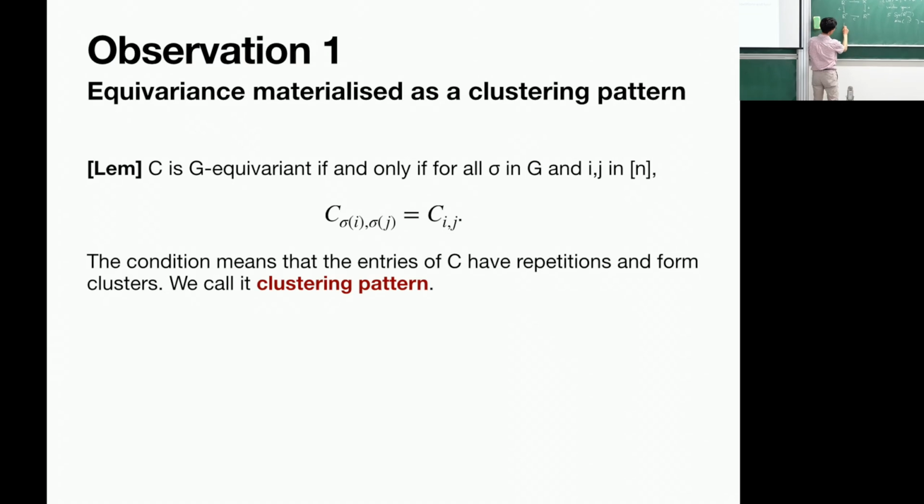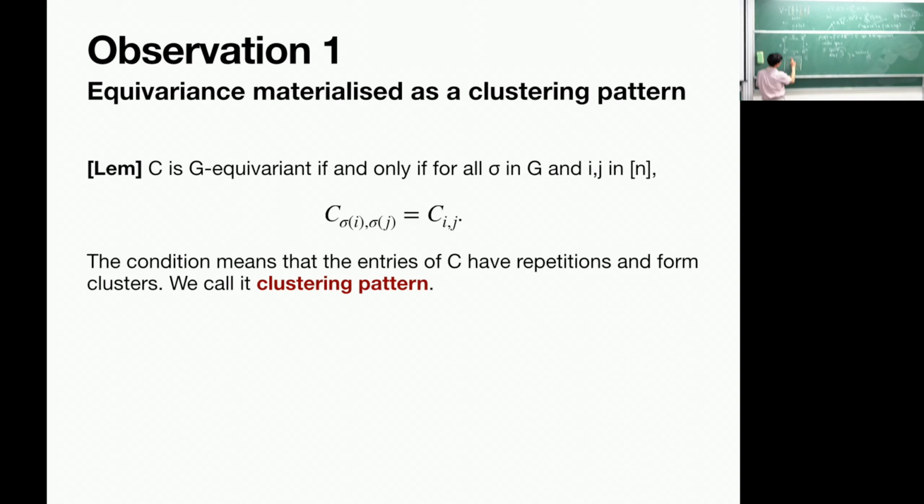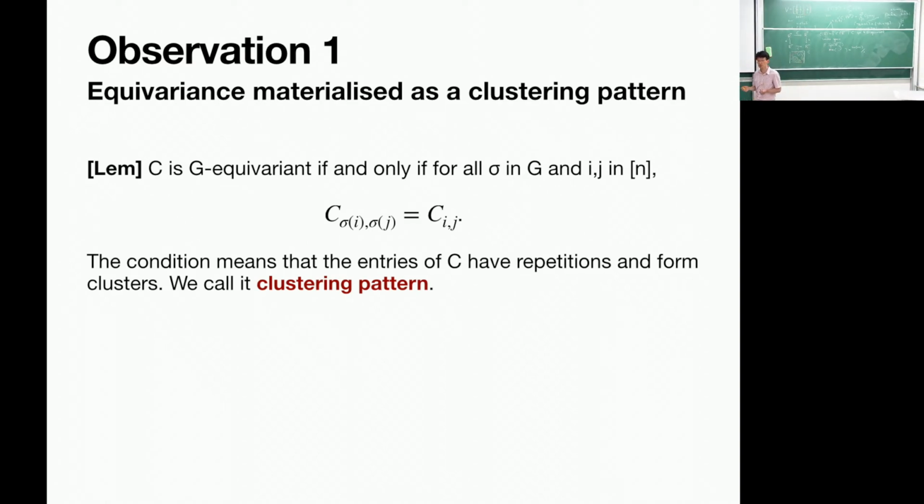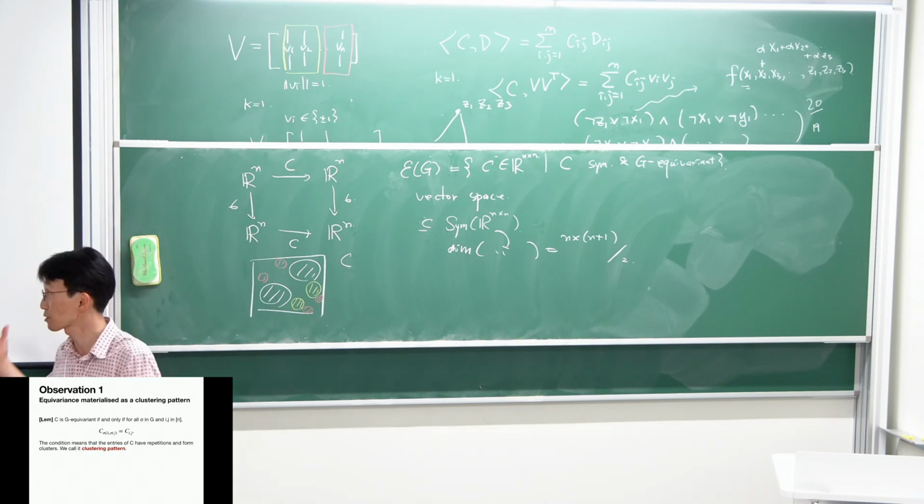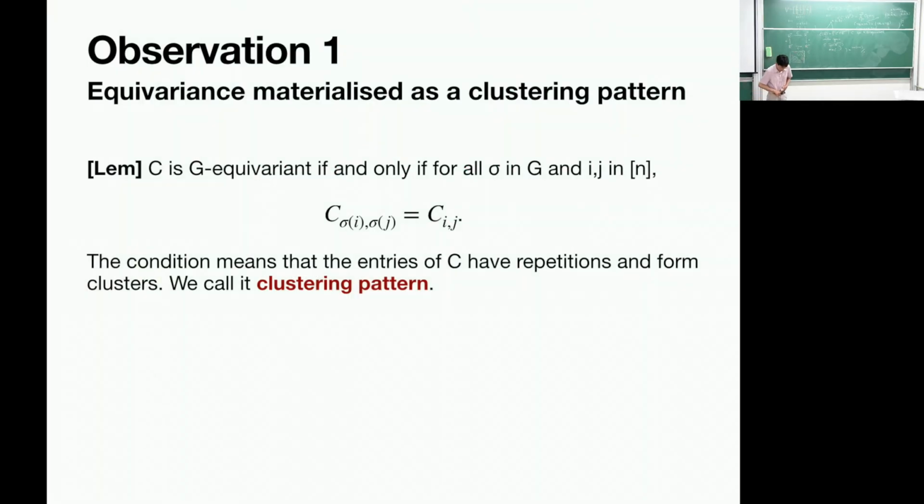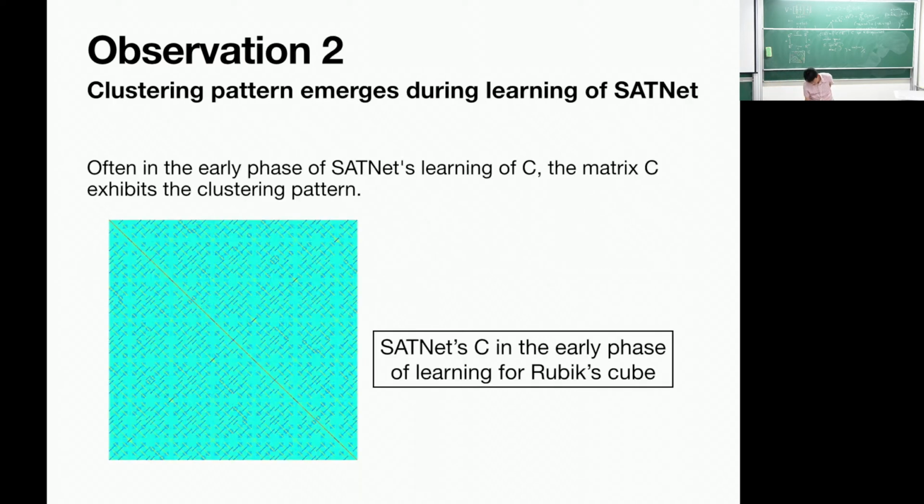So if you visualize matrix C, there is one big part which has the same value. If it's equivariant, there is also this part which has the same value, and this part, and maybe this part, they have the same value and so on. If it's G equivariant. So this is a pattern that follows from this definition. Then I will call it a clustering pattern.